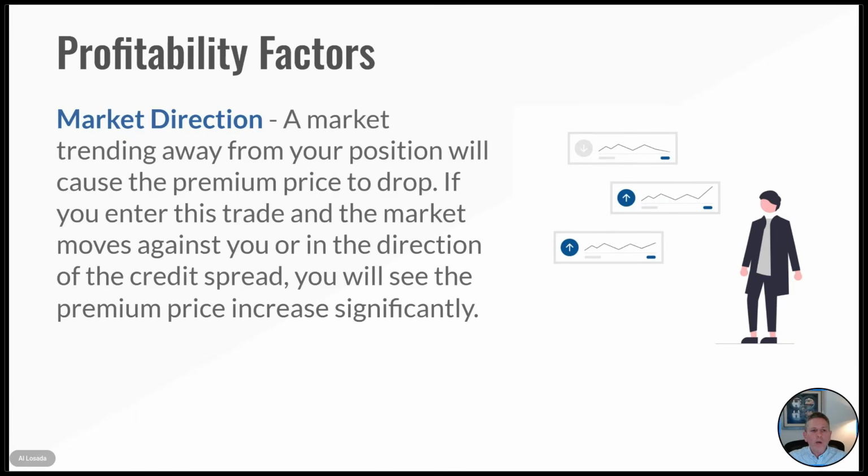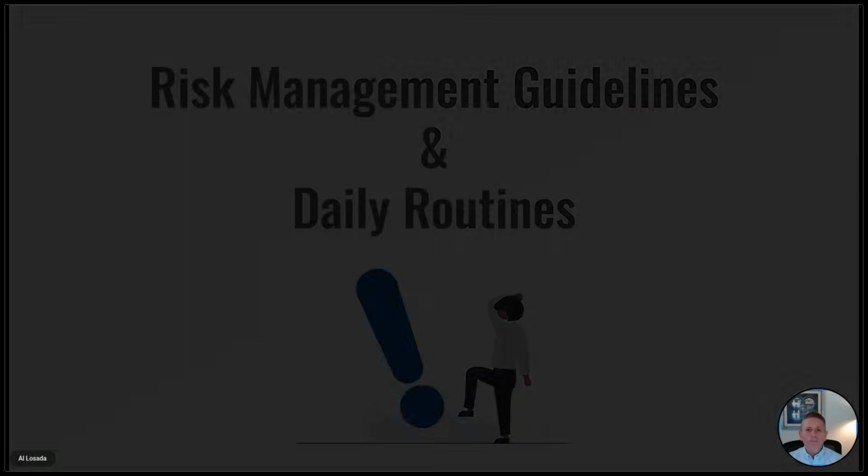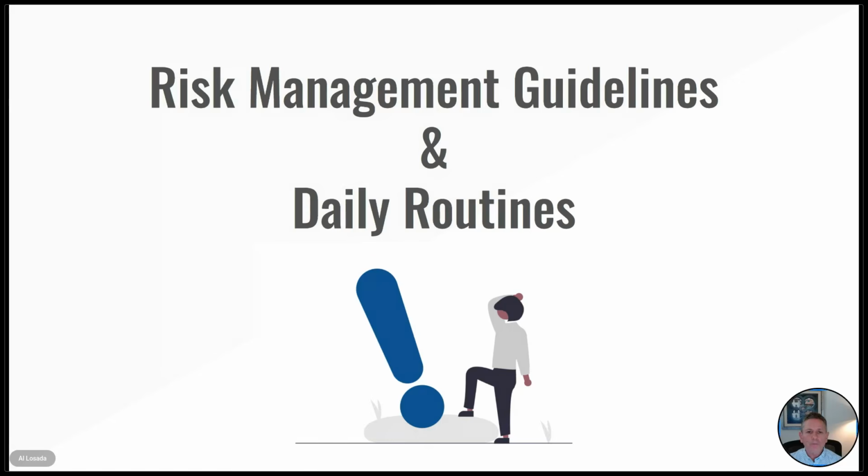All right, profitability factors. Number one, market direction. A market is trending in a way that the position will cause the premium to drop. If the market moves against you, against the direction of the credit spread, you'll see that the premium could increase significantly. Okay, so with that, let's talk about the risk management and guidelines and daily routines, right?